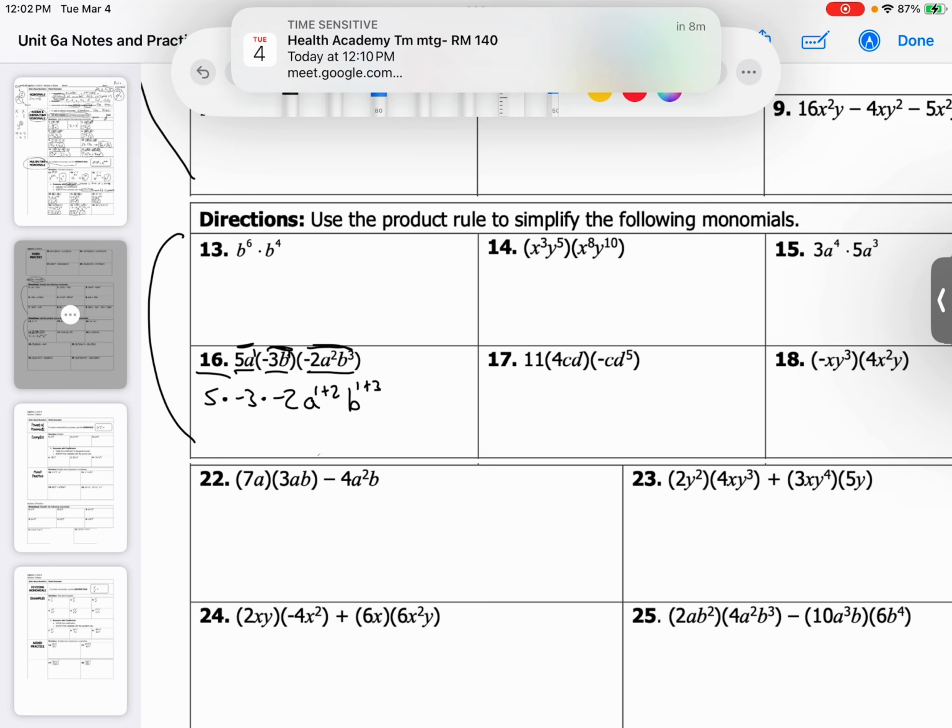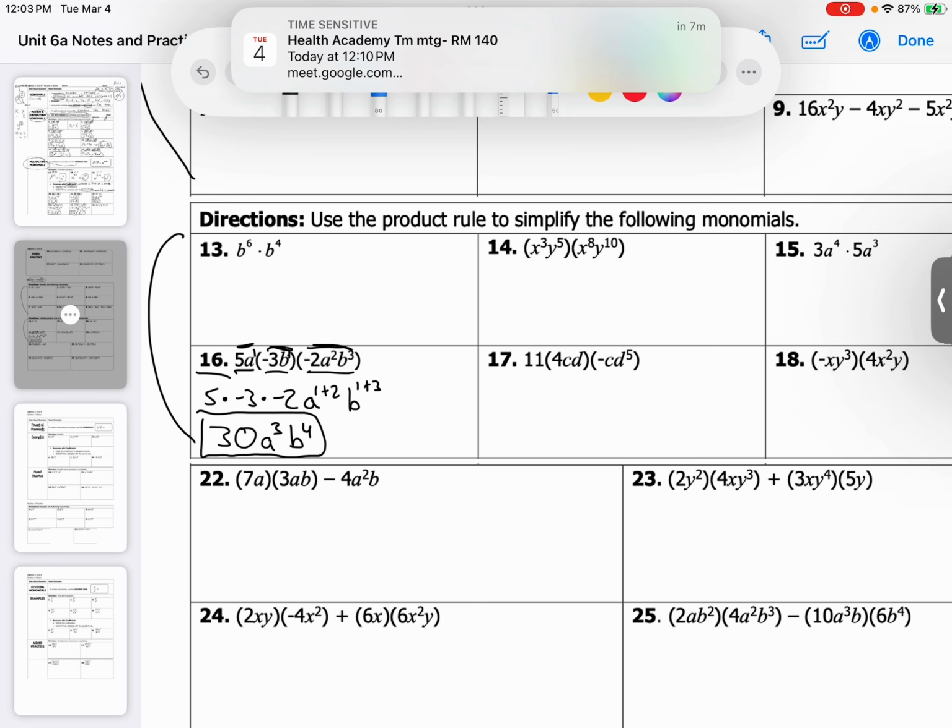So then I just go through. 5 times negative 3 times negative 2 would be 30. A to the power of 1 plus 2 would be a to the power of 3, or a cubed. And b to the power of 1 plus 3 would be b to the power of 4. So that would give me 30, a cubed, b to the power of 4 as my final answer.